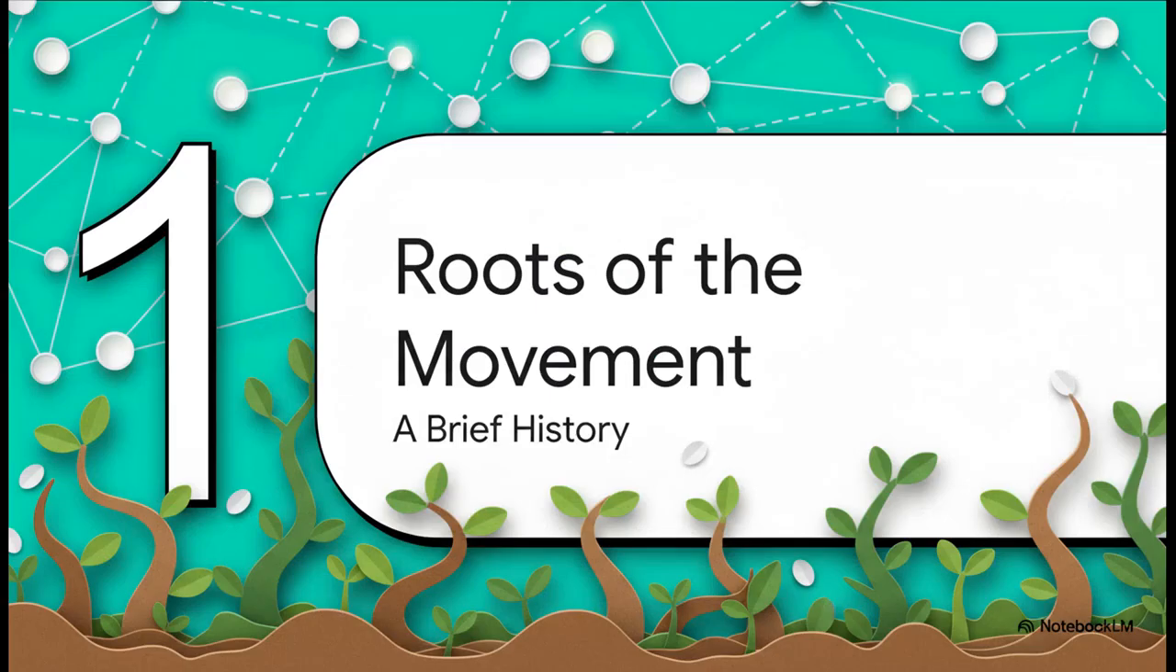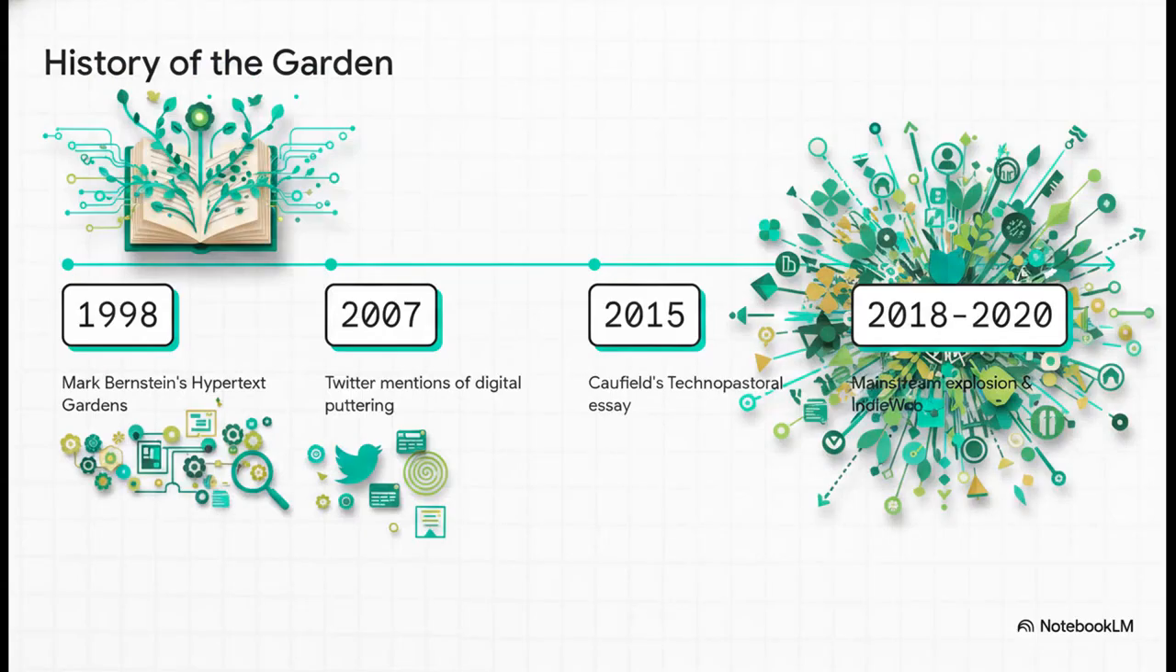Section 1. Roots of the Movement. A Brief History. So, you might be thinking digital gardening is just the latest tech trend, right? Well, the roots actually run surprisingly deep. The term starts way back in 1998 with Mark Bernstein's essay, Hypertext Gardens, which was all about how to organize this brand new medium called the web. Then, fast forward to around 2007, early Twitter users started using the phrase to mean digital puttering, like cleaning up files and weeding out old photos. But the real breakthrough? That happened in 2015 with a totally pivotal essay by Mike Caulfield, which finally gave the movement its modern philosophy. And that really laid the groundwork for this massive, exciting explosion of interest we saw between 2018 and 2020, heavily fueled by the incredibly passionate indie web community.